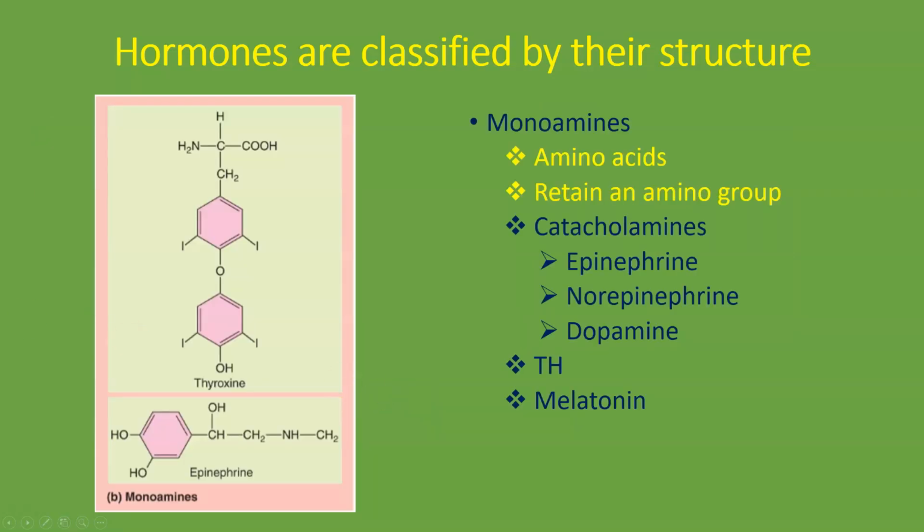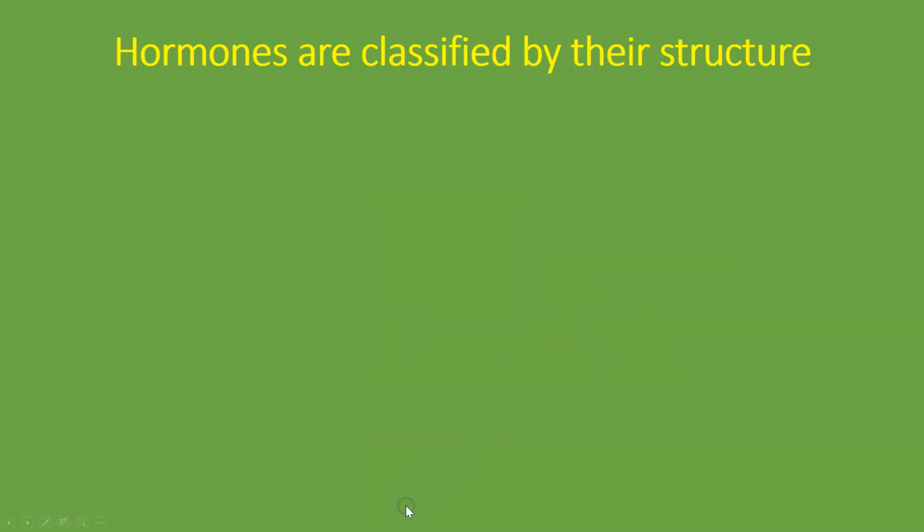The next structural classification for hormones are the monoamines. These are made from amino acids, and they retain an amino group. And the amino group is the NH2 that you see on the slide. These include the catecholamines like epinephrine, norepinephrine, and dopamine, also thyroid hormone, as well as melatonin. These hormones are hydrophilic, which means that they will dissolve in water. They interact well with water.